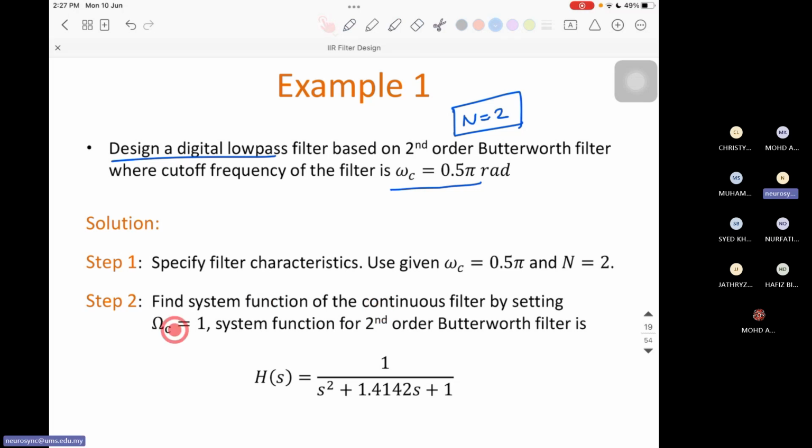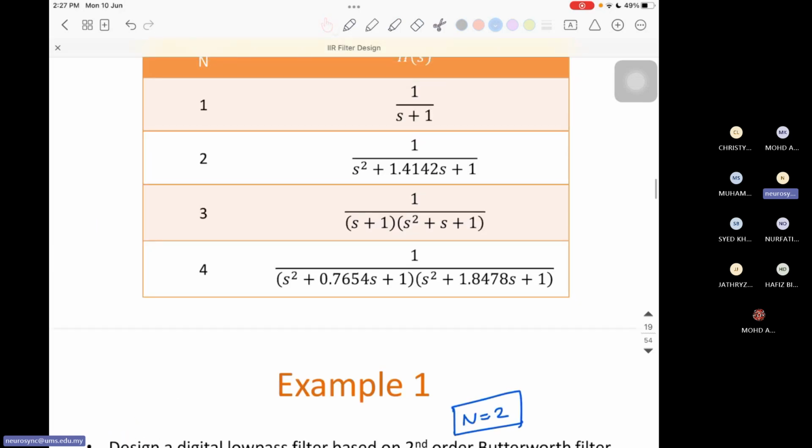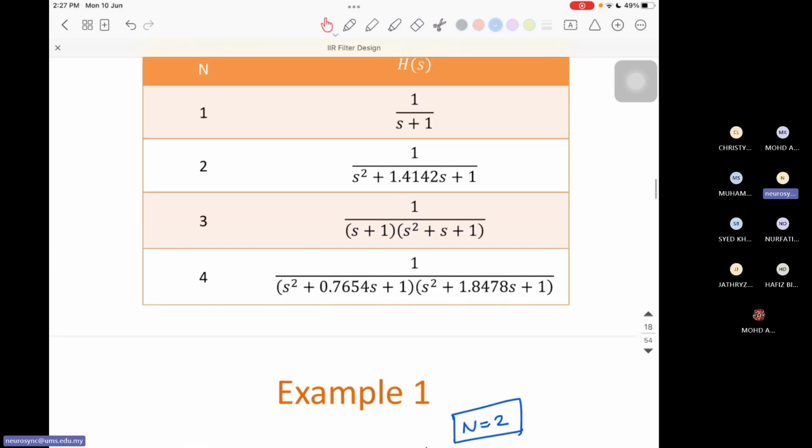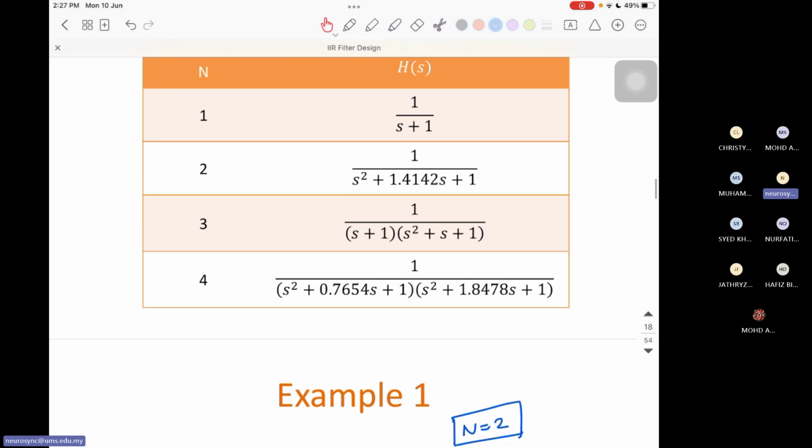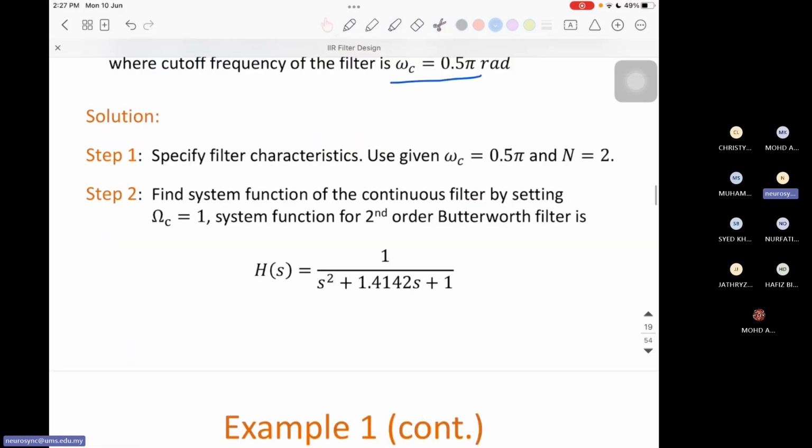By setting, for simplicity, the continuous time cutoff frequency omega c equal to 1. So from the above table, we know for n equal to 2 what the transfer function H of s is. It is 1 divided by s square plus 1.4142s plus 1.